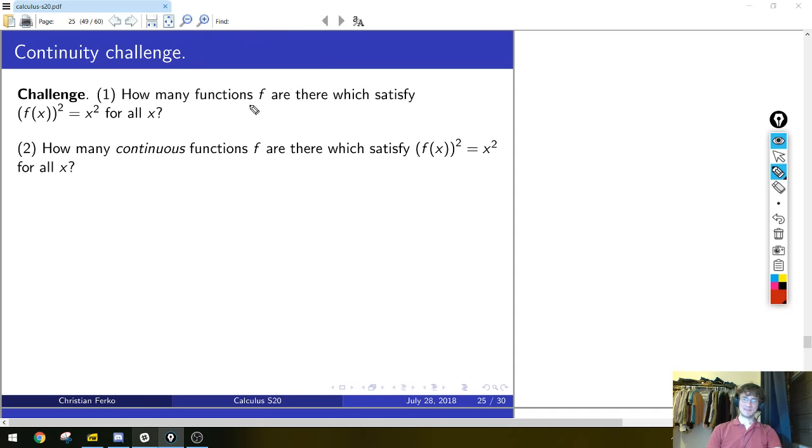Good. How many functions f are there which satisfy f of x quantity squared equals x squared for all x? Then the follow-up question is how many continuous functions f are there which satisfy that same condition? So first question, think about this for a moment. How many different functions f are there such that the square of the output equals the square of the input for every input?